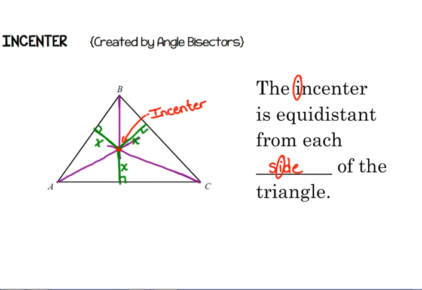Yours should look a little bit better than mine, because I did measure it on your paper. Those distances are all the same. The distance from the in-center to each side is equidistant. Equidistant means same distance. Equal distance. Lots of vocabulary today. Equidistant means equal distance, just in one word there.